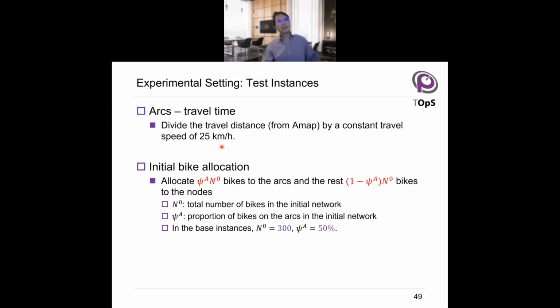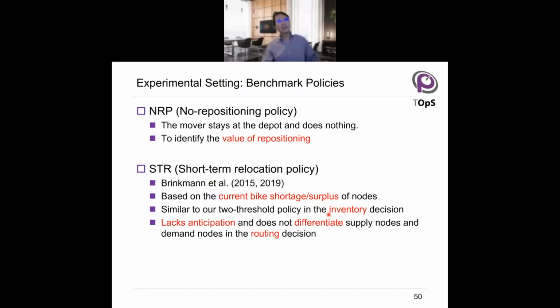And for the travel time, it's 24 kilometers per hour. And for the initial allocation, we allocate half and half, half at the nodes and half along the arcs. And initially we have 300 vehicles within this cell.